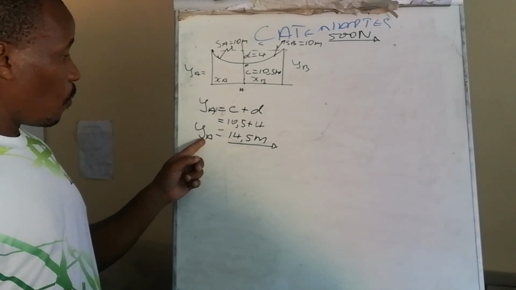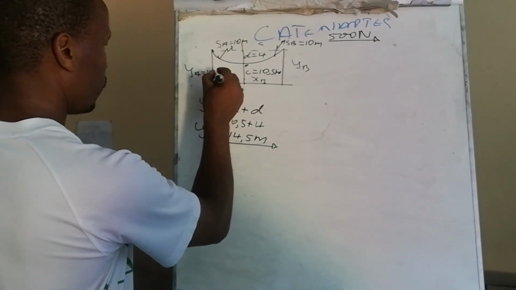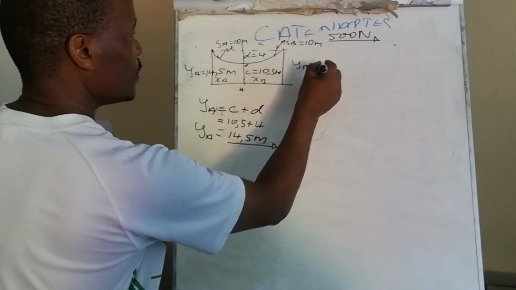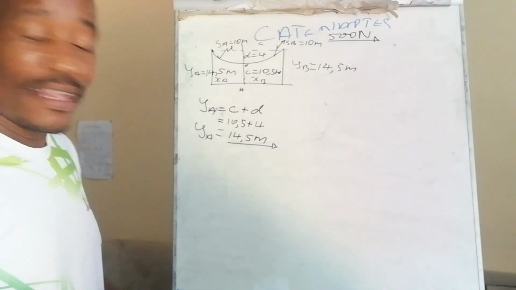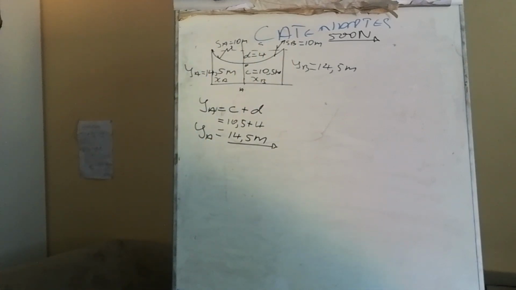But yes, YA is equal to 14.5. Let's write it down there. 14.5 meters. This is also 14.5 meters. Why? Because they are on the same level, horizontal level. They are equal. Yeah, basically this is the case.